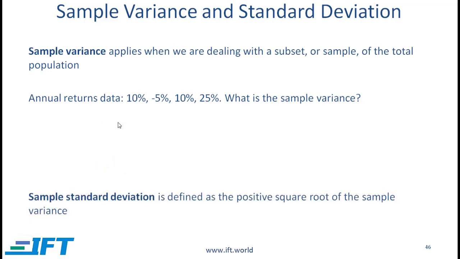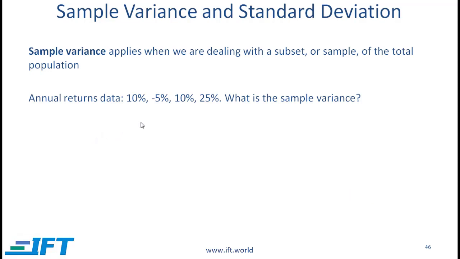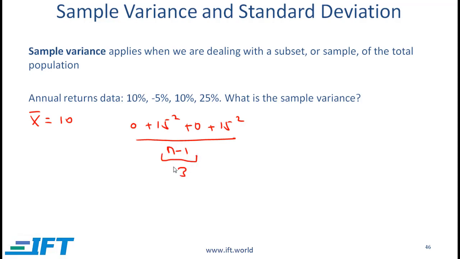What we now do is almost the same as what you saw earlier. As we did with the population, the first thing we need to find is the sample mean, which is 10. We then find the deviations from the sample and square those deviations. So 0, 15 squared, 0 and 15 squared, and then we find the mean of those deviations, so we divide. But the difference now is this: rather than dividing by n, which is 4, we need to divide by n minus 1. So this is 3, and that is the convention used when we are dealing with a sample.